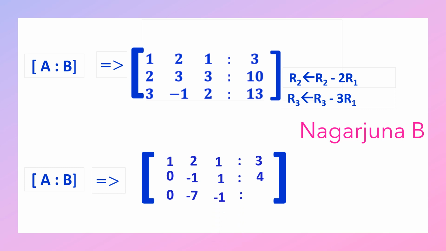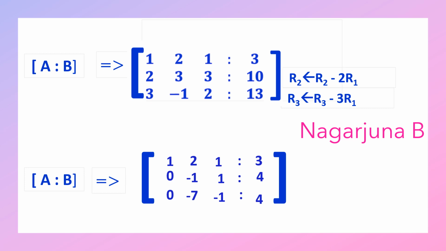The next colon. Then the next element is 13 and that of R1 is 3. So 13 minus 3 into 3. 3 into 3 is 9. 13 minus 9 will be equal to 4. So this is the first step. This is the first step of the Gauss elimination method.